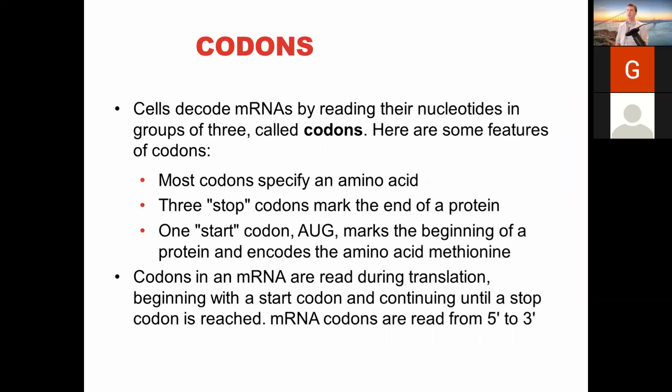So codons, these cells decode mRNAs by reading their nucleotides in groups of 3 called codons. Here's a couple features of codons. Most codons specify an amino acid. There's 3 stop codons that mark the end of the protein. There's 1 start codon, AUG, that marks the beginning of a protein and encodes the amino acid methionine. And then codons in mRNA are read during translation, beginning with the start codon and continuing until a stop codon is reached. And then this is done in a 5' to 3' fashion.